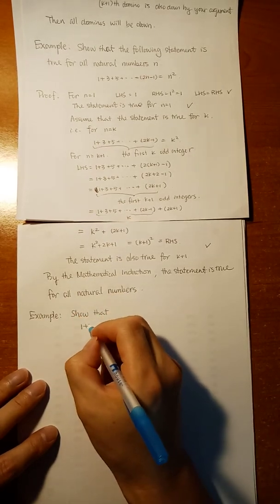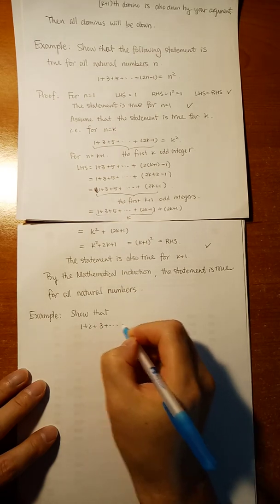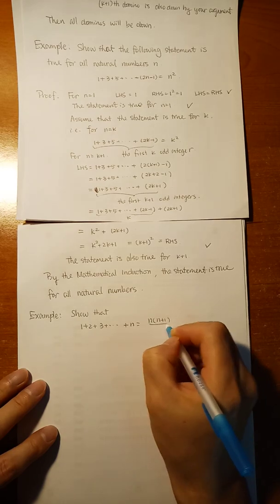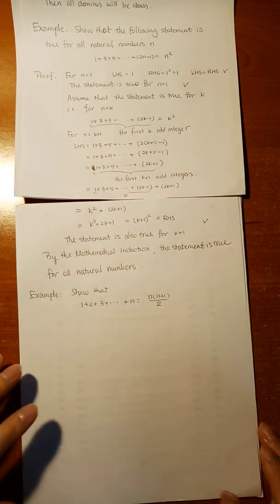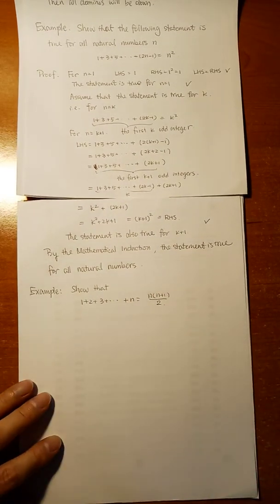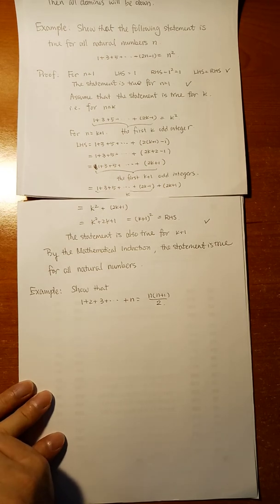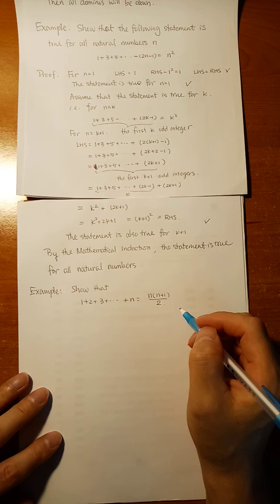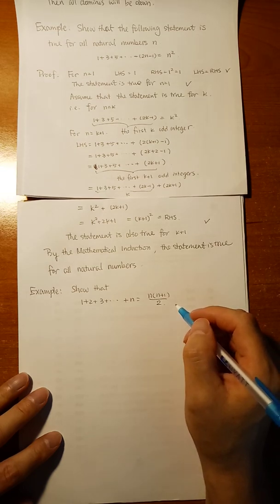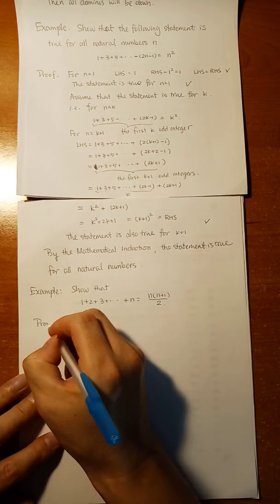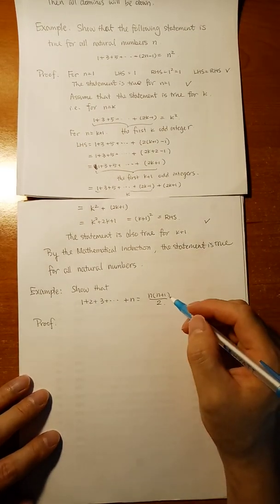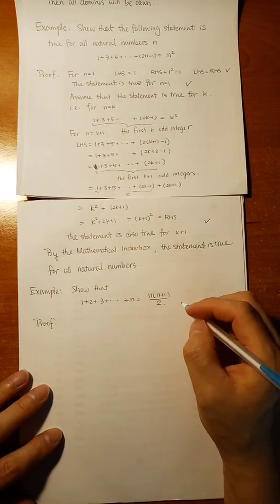Show that 1 plus 2 plus 3 plus up to n is equal to n times (n plus 1) over 2. Let's try to prove it. The sum of the first n integers is n times (n plus 1) over 2. Okay, proof. This is definitely a statement involving the natural numbers.